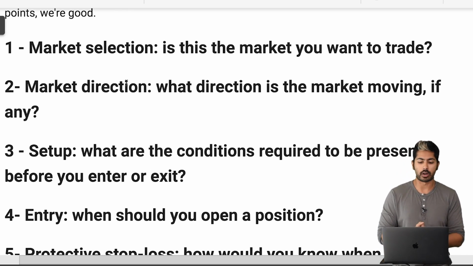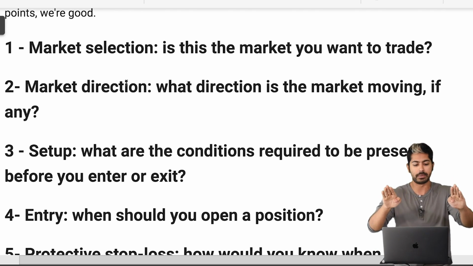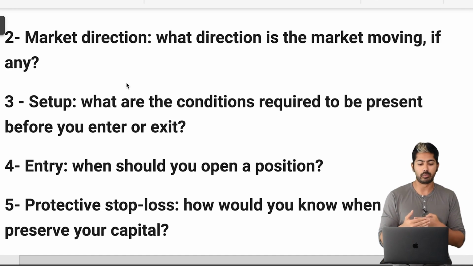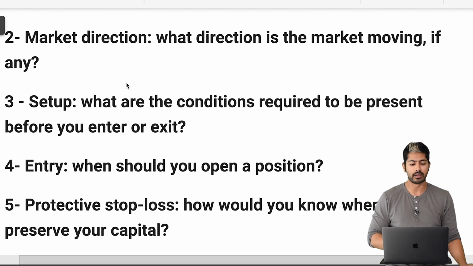And then the direction of the market. Where is it moving? Well, right now it's starting to go up again. Crypto is starting to go up again. What's the setup? What are the conditions required to be present before we enter or exit? Let's say it's got to be X price when we enter and Y price when we exit.